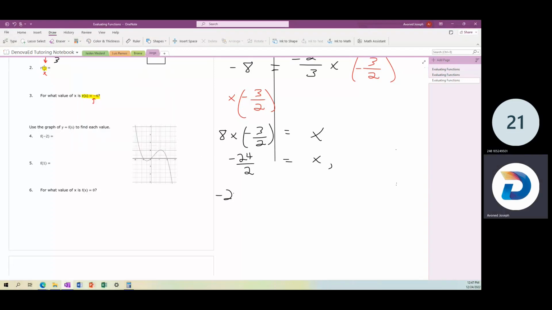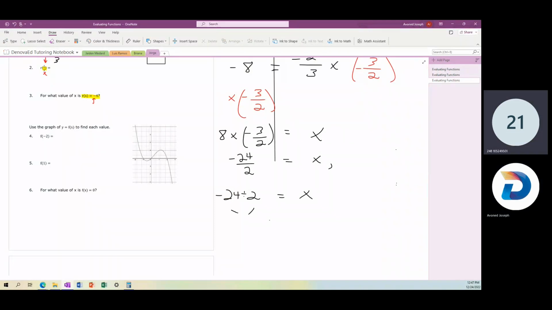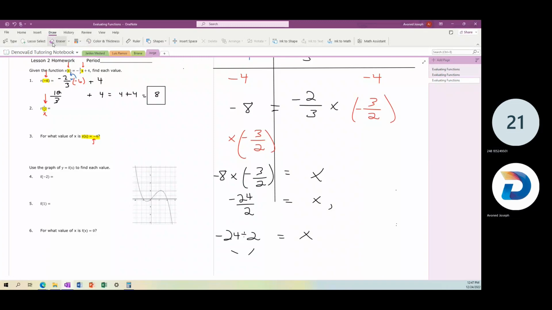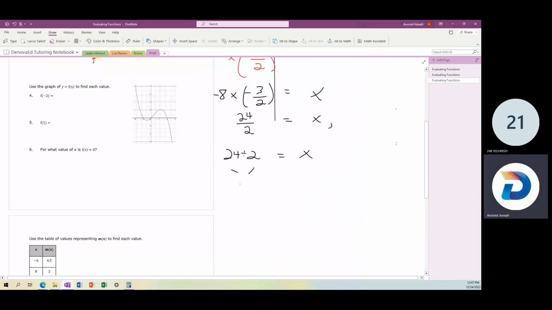So we know that -24 divided by 2 is equal to x. What's -24 divided by 2? Is this still negative? Yeah, this is still negative. I mean, not 8. No, you said 12. Yeah, 12. So for the answer, +12 is now equal to x. That is our answer.